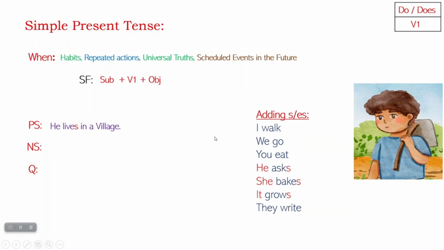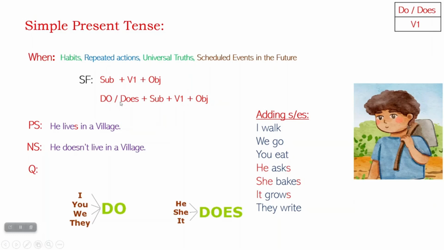So, next one. It is the structure formation for the negative sentence. Always the helping verbs do, does come before the verb. So, here I am taking subject plus helping verb plus not. As it is a negative sentence, we will get a not here, plus V1 plus object. Take an example for a negative sentence. He does not live in a village.